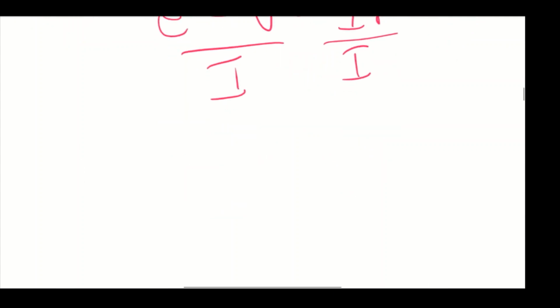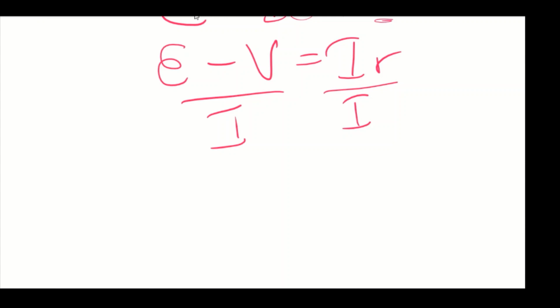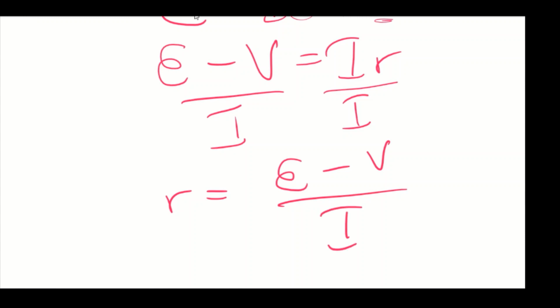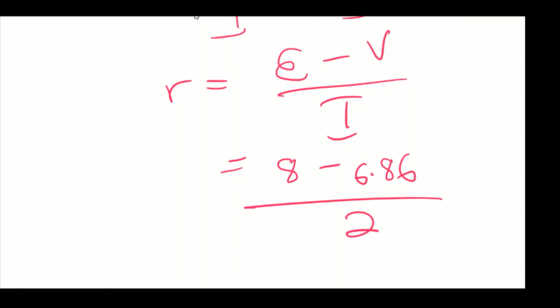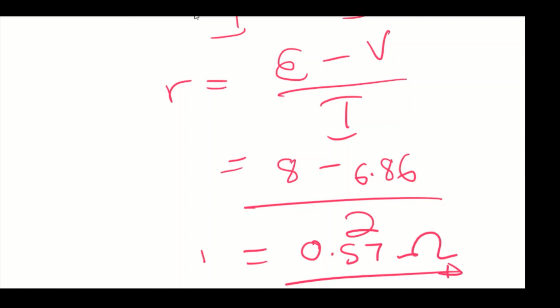We will have the small r, which is the internal resistance, equal to E minus V over I, right? So the EMF we were given to be 8, minus the voltage, which was 6.86, divided by the current, which is 2, right? And you should get an answer of 0.57 ohm. So this is the internal resistance of the battery.